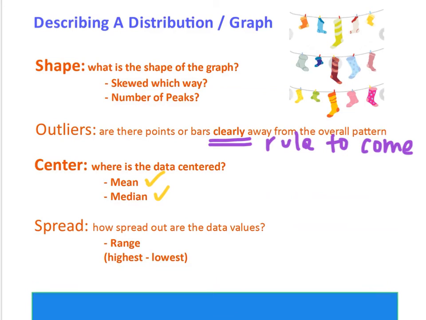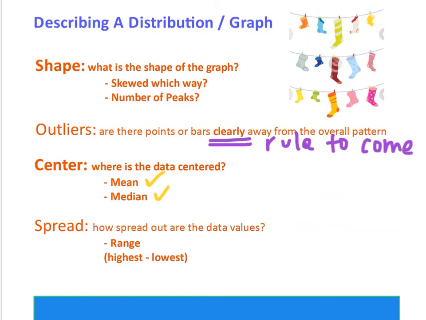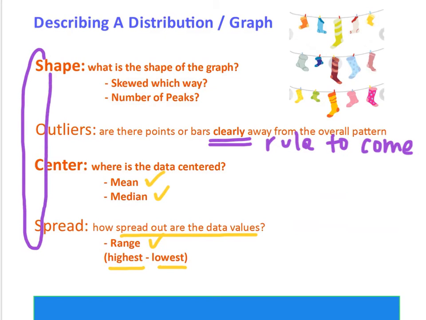The last thing I want to talk about is the spread. For spread, we're going to focus on the range, which is my highest value, subtract my lowest value. And that's going to tell me how spread out are my data values. Are they close together? Are they far apart? These are the 4 things we have to talk about, and we call them our SOCS, or SOCS.